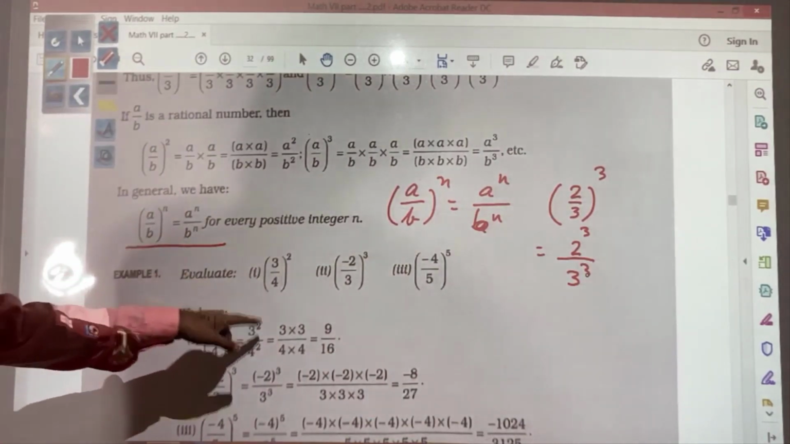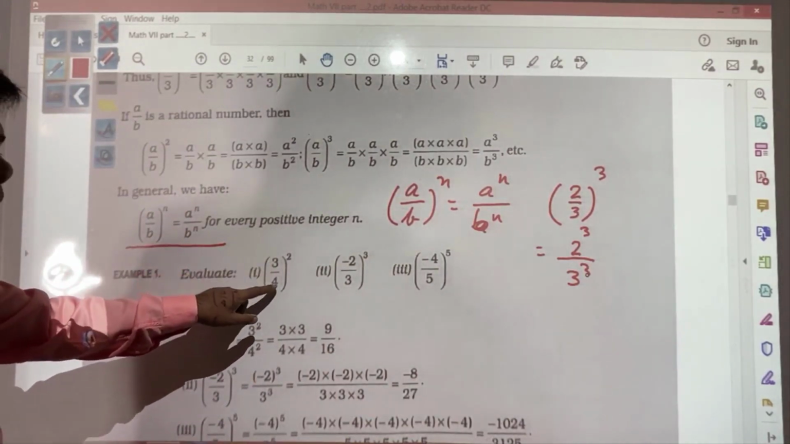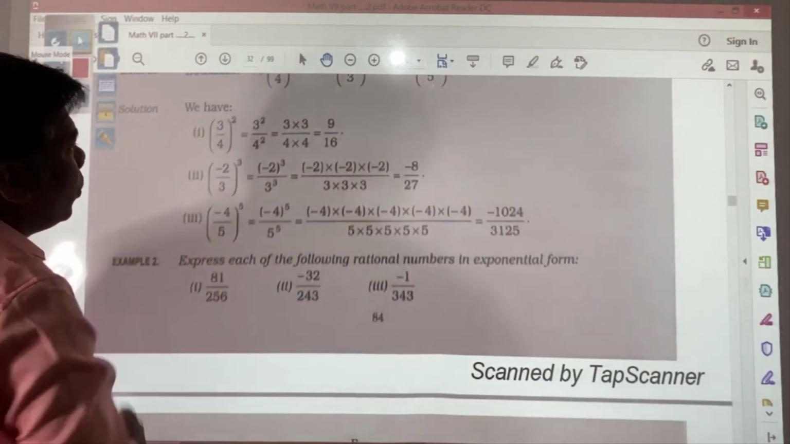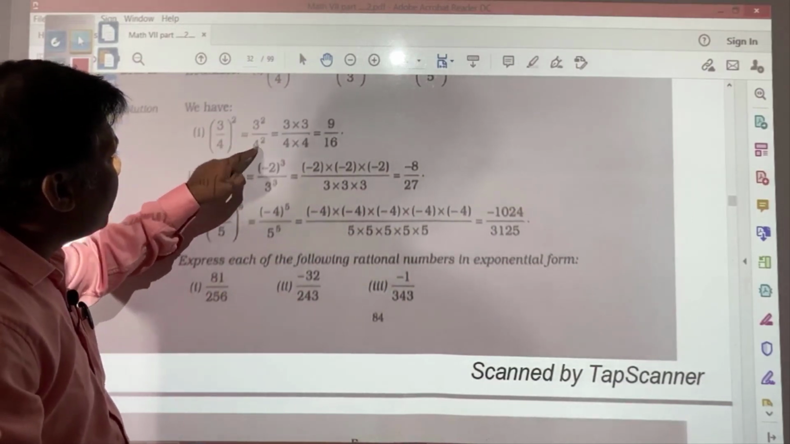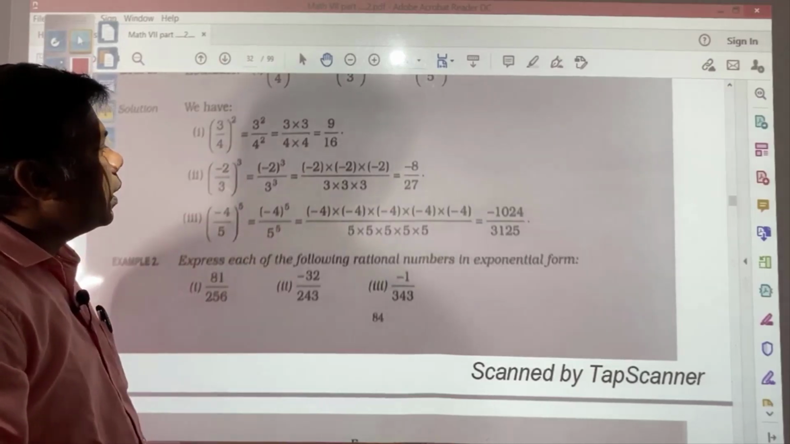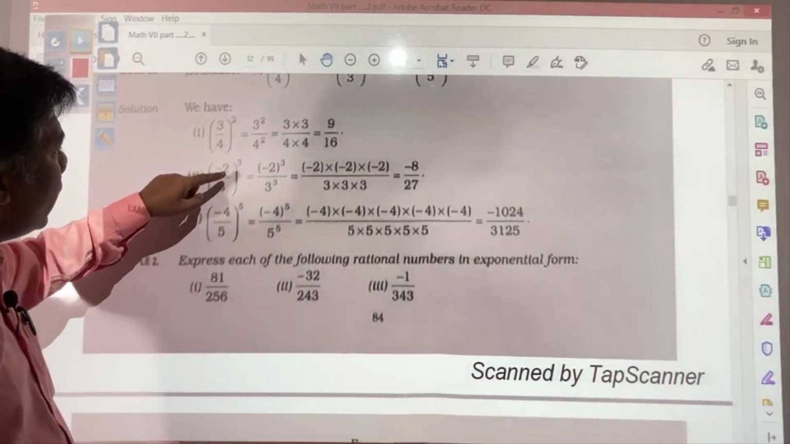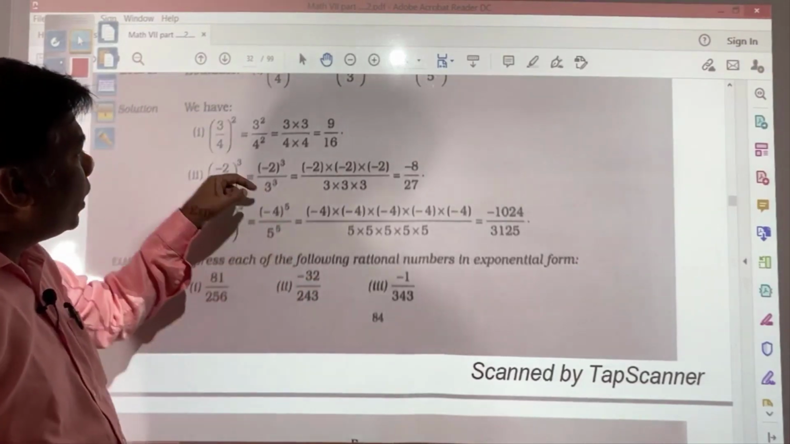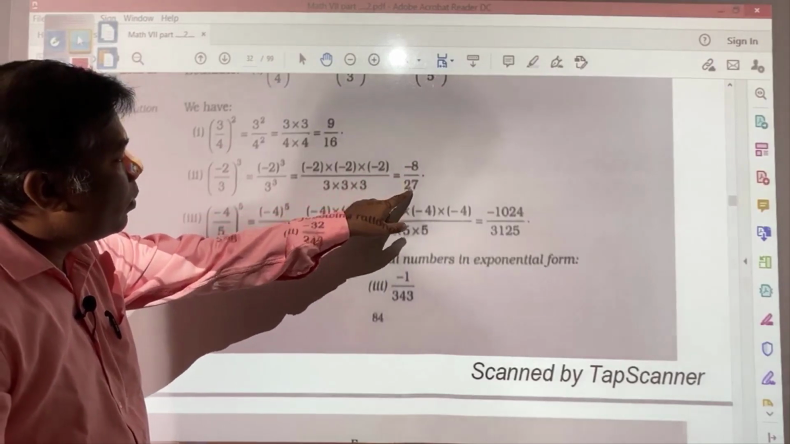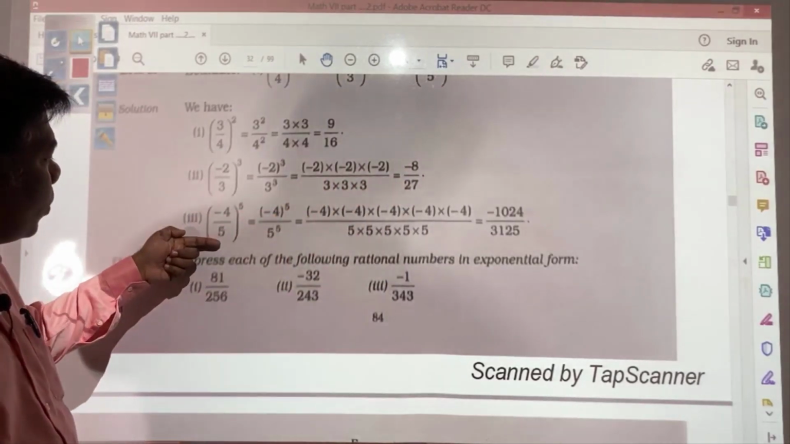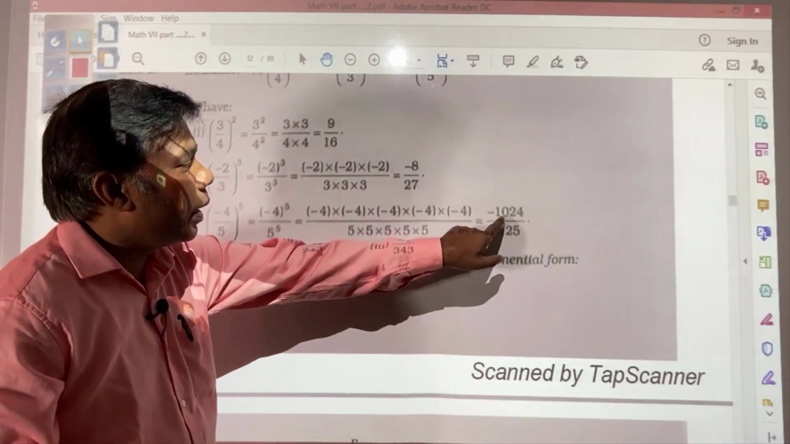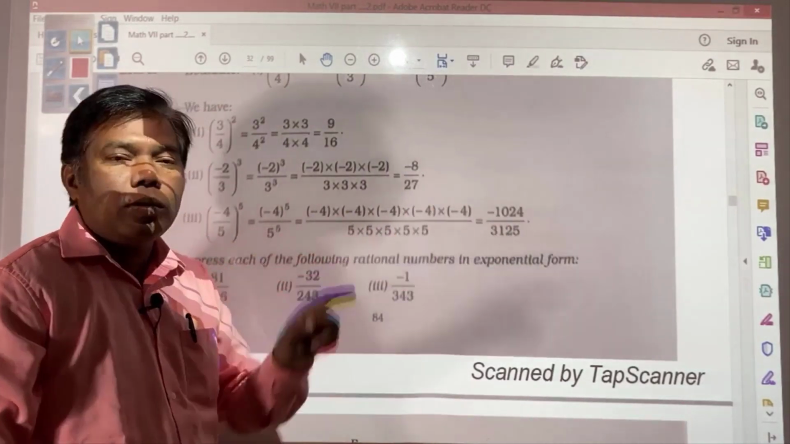Some other examples have been given. Evaluate 3 by 4 to the power 2. Obviously, this can be written as 3 square by 4 square. It means 3 into 3 by 4 into 4, and that is equal to 9 by 16. In the same way, minus 2 by 3 to the power 3 can be written as minus 2 cube by 3 cube, and that is equal to minus 8 by 27. In the same way, minus 4 by 5 to the power 5 has been simplified and written as minus 1024 by 3125.